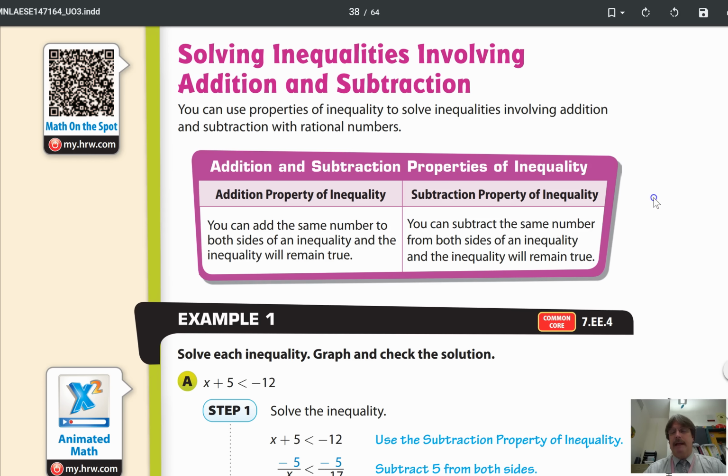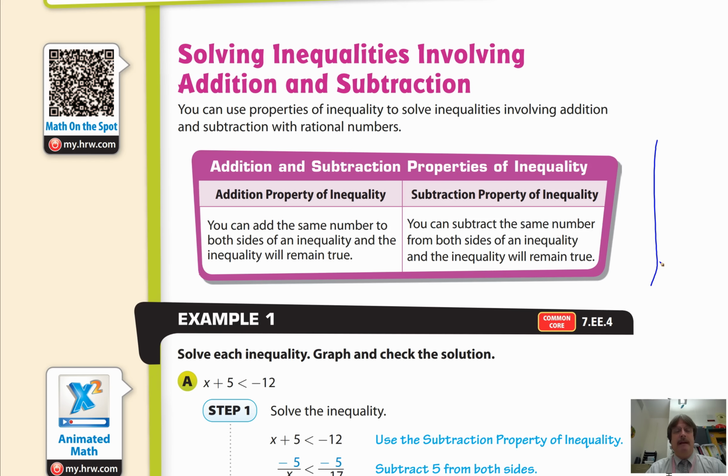This section right here is what I already talked about at the beginning, the addition and subtraction properties of inequality. For addition, you can add the same number to both sides of an inequality and the inequality will remain true. And the same is for subtraction, and that will remain true.